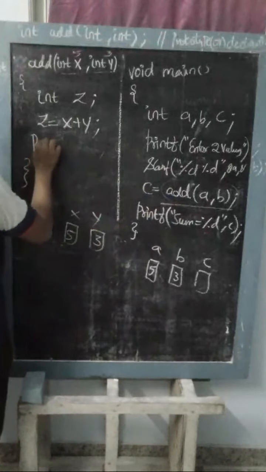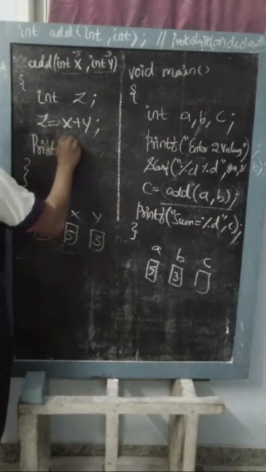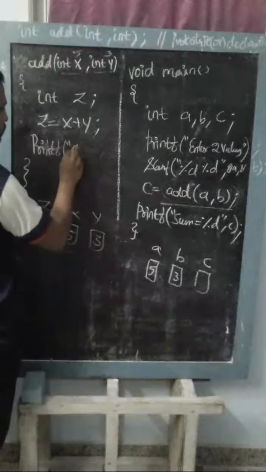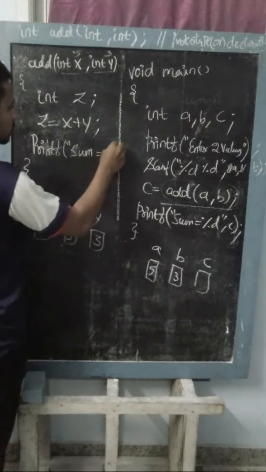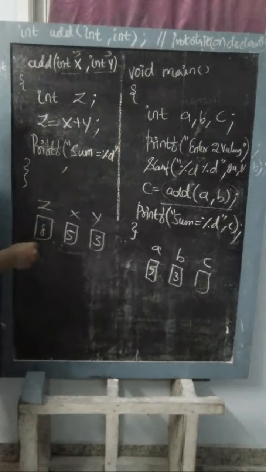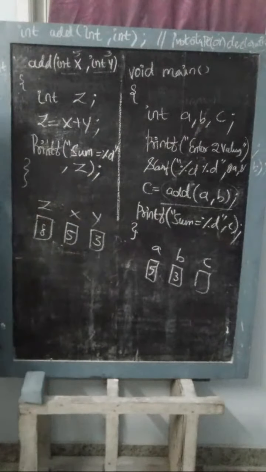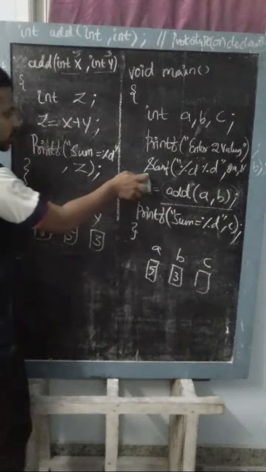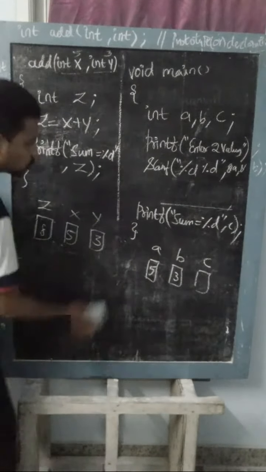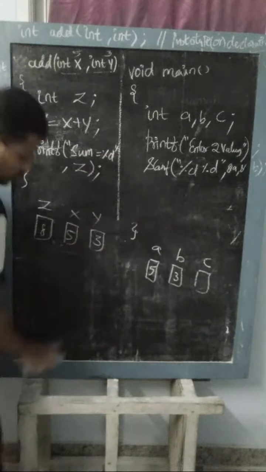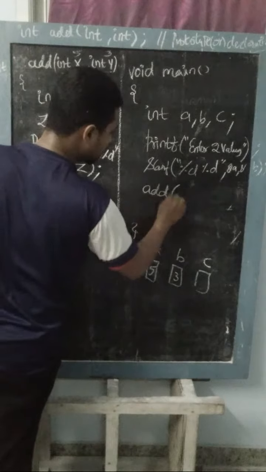So printf sum is equal to %d, comma, what is the value? The z value we should print. So here there is no return type, so we should just call, that's enough. There is no print statement here. We need to call alone, that's enough. So add a comma b.